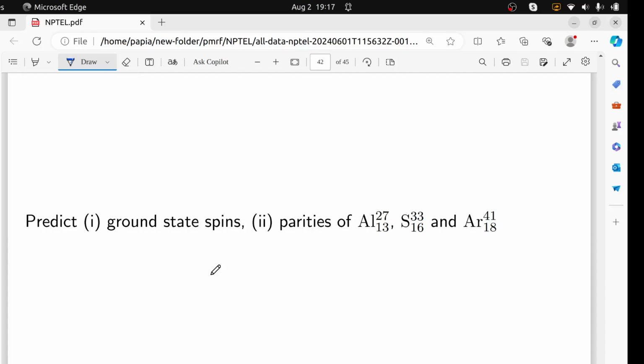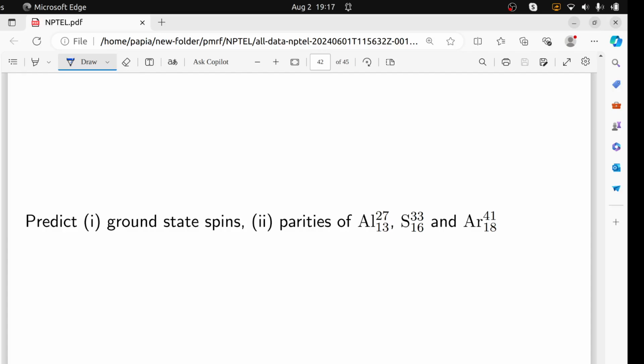Okay, so this is the last question. Just see that one. This question is exactly similar to whatever we did for the rest of the classes. Find the ground state spin and parity of the three nuclei: aluminium-27 (Z=13), sulfur-33 (Z=16) and argon-41 (Z=18).